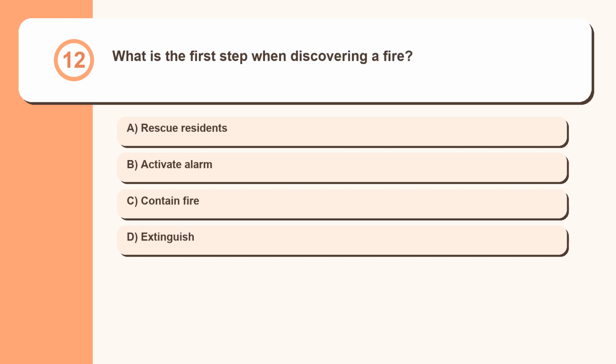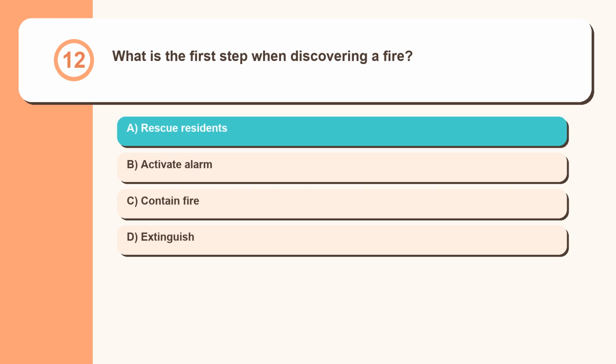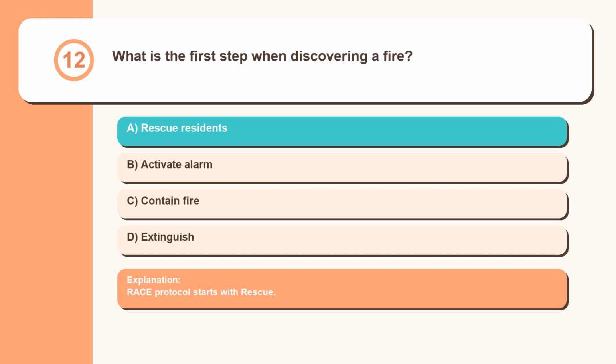Question 12. What is the first step when discovering a fire? Rescue residents. Activate alarm. Contain fire. Extinguish. RACE protocol starts with rescue.